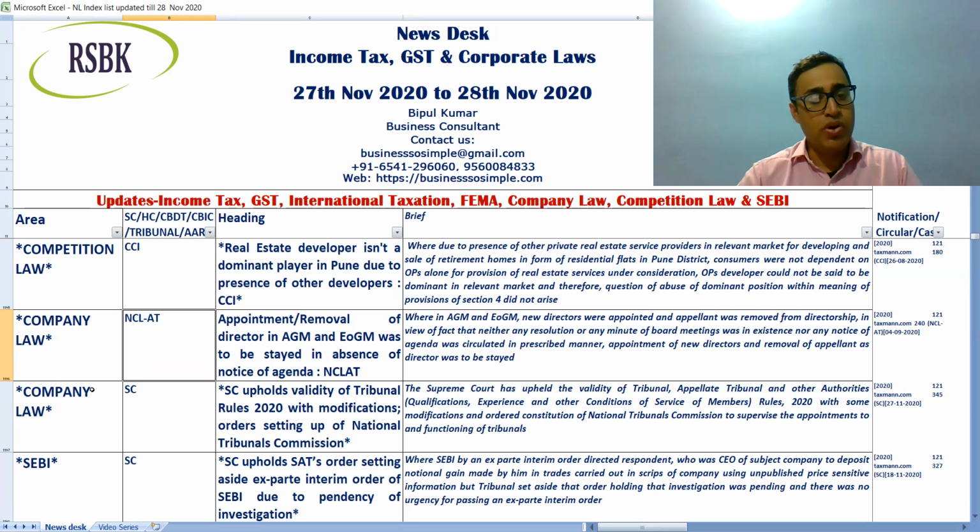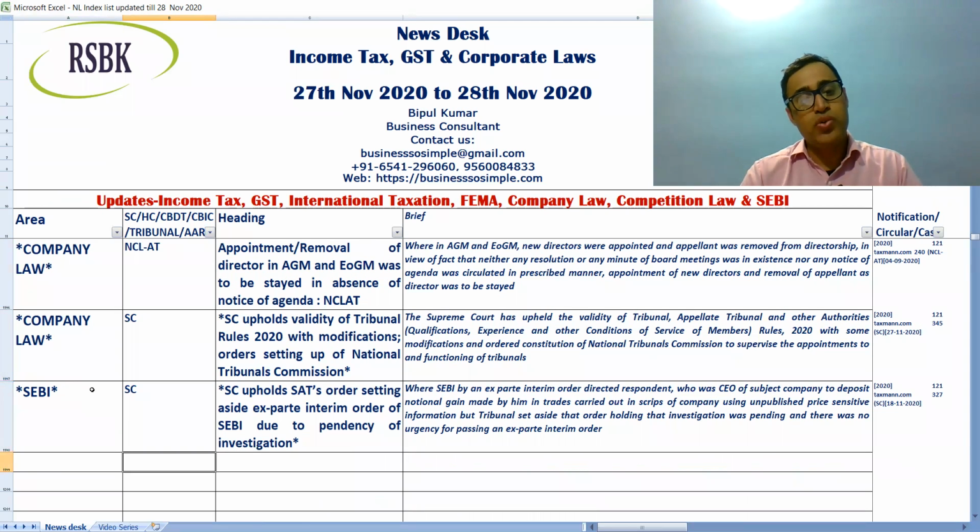Next decision: the Supreme Court upholds the validity of the Tribunal Rules 2020 with modifications and orders the setting up of a National Tribunal Commission. The Supreme Court has upheld the validity of the Tribunal, Appellate Tribunal and other Authorities (Qualification, Experience and other Conditions of Service of Members) Rules 2020 with some modifications, and ordered the constitution of a National Tribunal Commission to supervise the appointment to and functioning of tribunals.